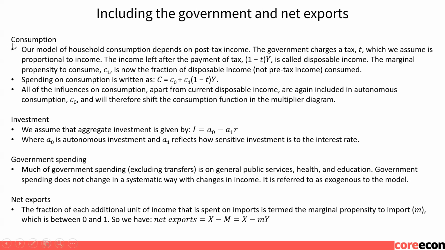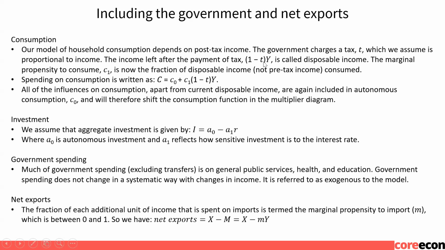First of all, consumption now is going to change because for government to spend, they need to get this money from somewhere. So let's say they're getting that money from taxes, right? So in our model, household consumption depends on post-tax income in this case, and the government taxes the people by a fraction t.